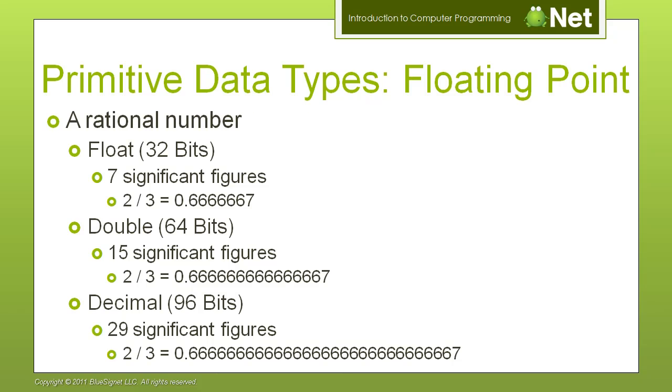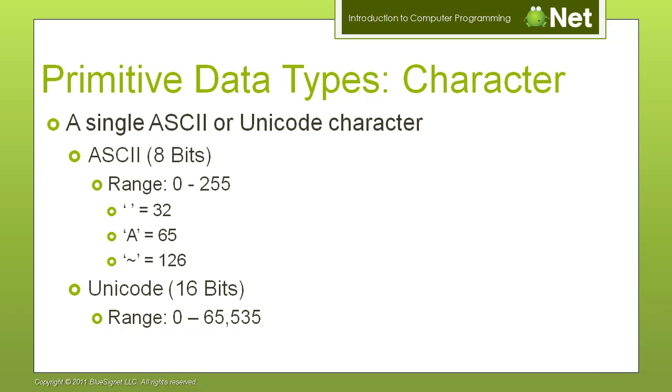And the next is the character data type. So the character data type is just a single letter. Generally in ASCII, this is 8 bits, and Unicode is 16 bits. ASCII will give you the range of 0 to 255 and includes the standard characters like lowercase a through z and uppercase A through Z, a white space, new line, tab, tildes, those kind of things.